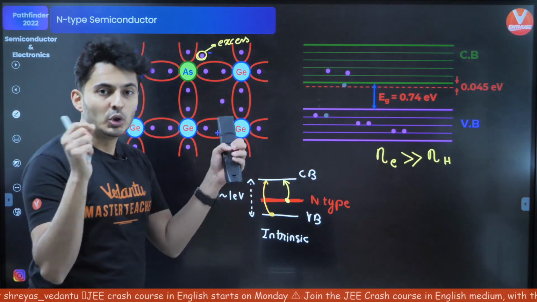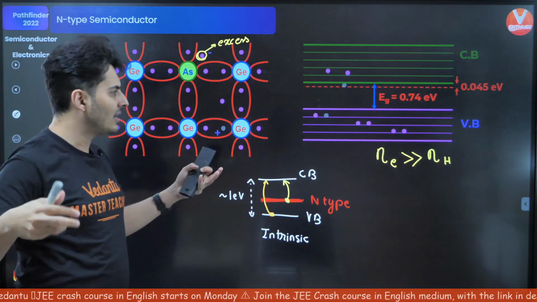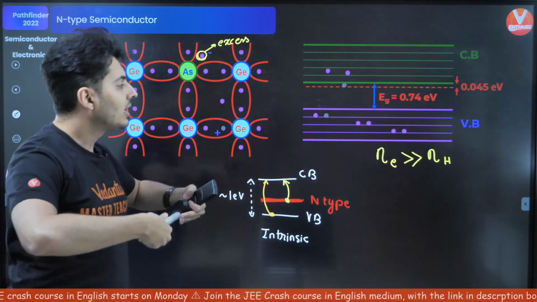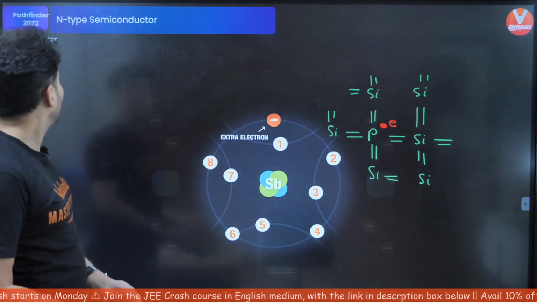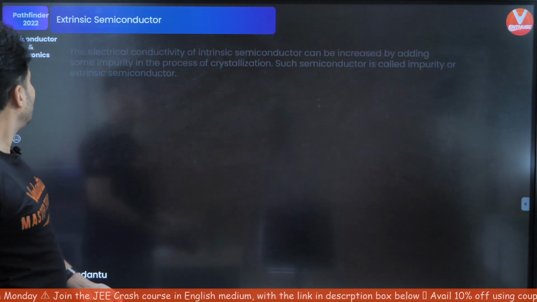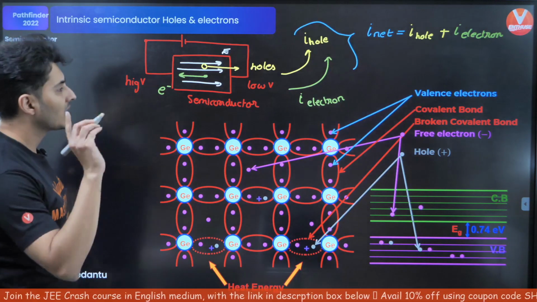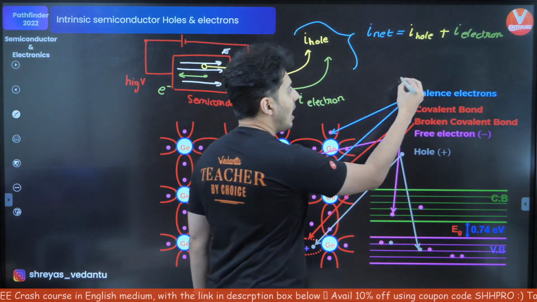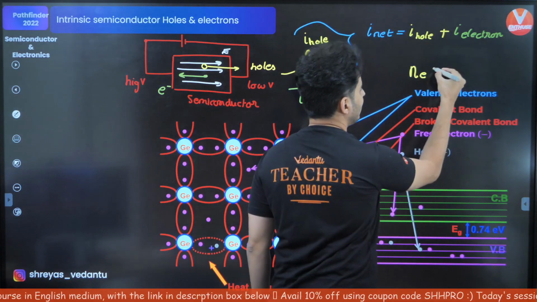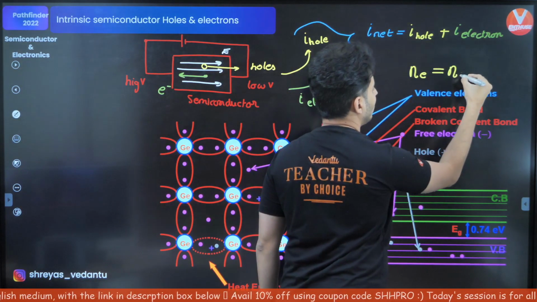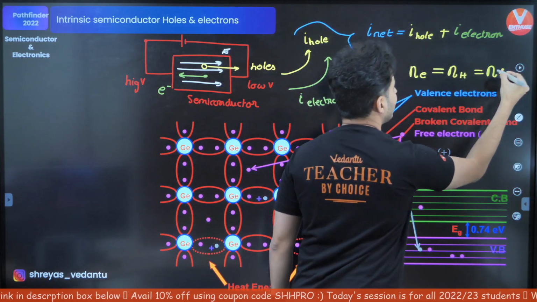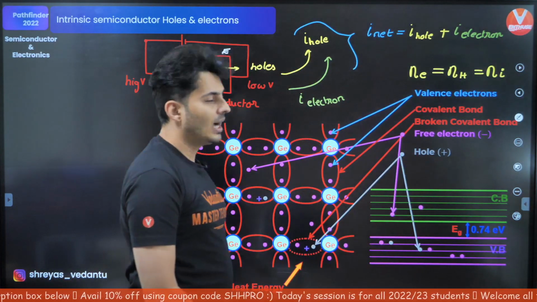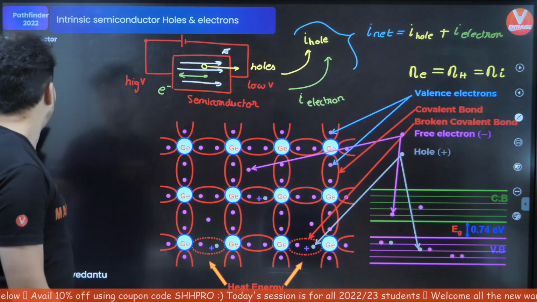So when you dope it, you are adding a lot of phosphorus atoms or pentavalent impurities, and the electron concentration increases as compared to the hole. But for intrinsic semiconductors, keep this in mind, the electron concentration is equal to the hole concentration, which is often called Ni. I stands for intrinsic. Keep this in mind.